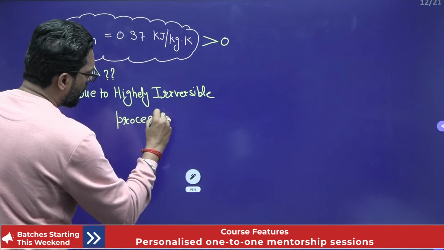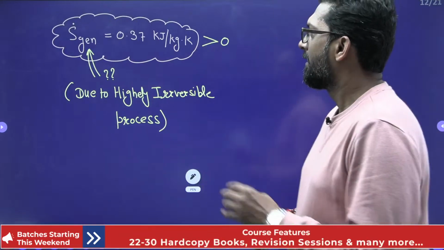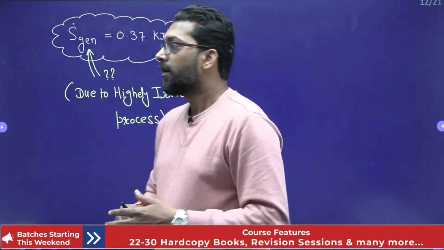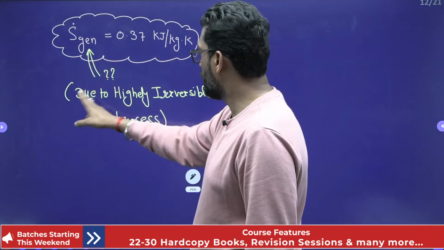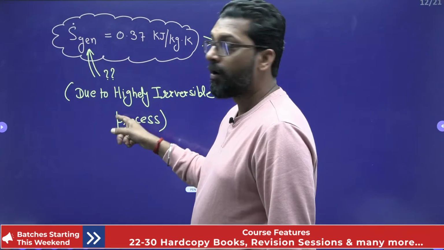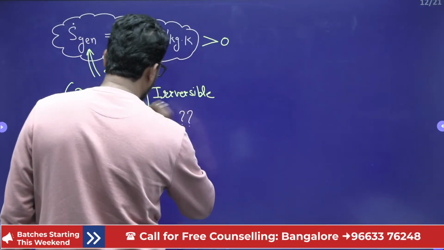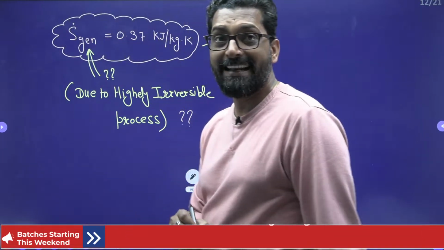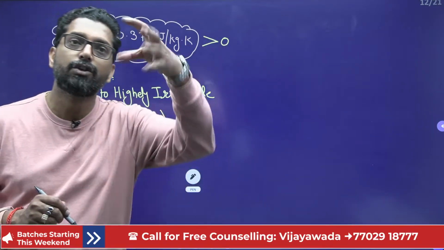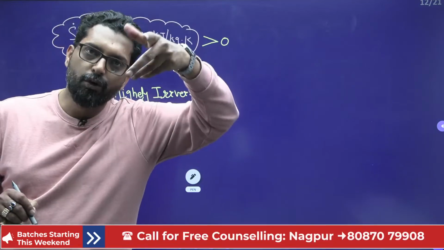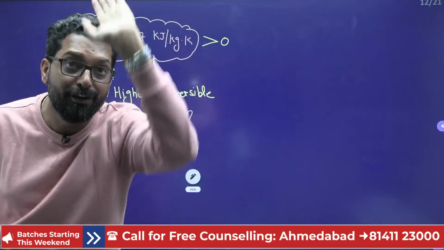Now someone says, sir, why is this highly irreversible? I am asking you a question: why is the entropy generated? The entropy is generated due to the highly irreversible process. Why is this highly irreversible? Because the pressure is decreasing suddenly. You reduce the area of the valve, and at the exit section the pressure becomes much lower.